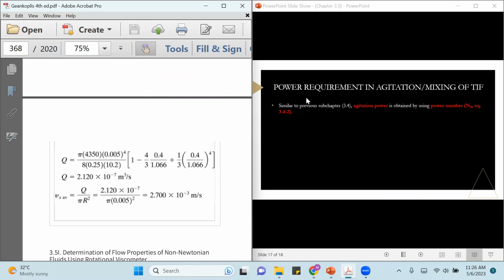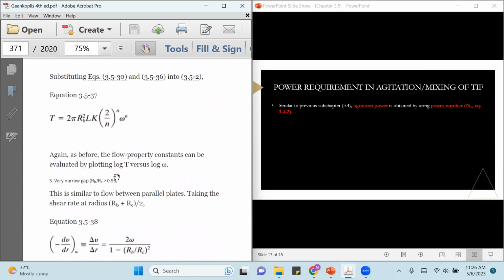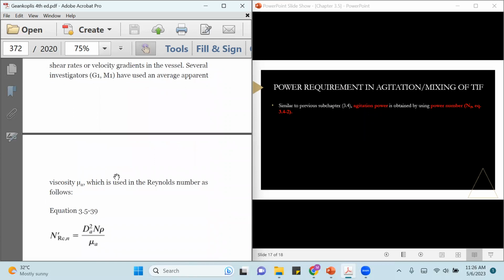And then, sometimes we have to mix, we have to agitate the TIF. So previously on subchapter 3.4, we talked about agitation and mixing for Newtonian fluid. Now we are talking about the agitation or mixing in non-Newtonian fluid. So I will go down first here.